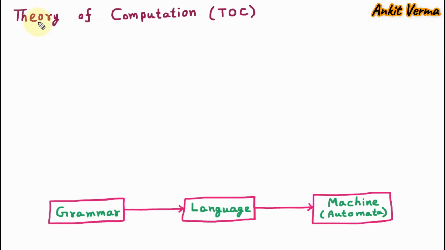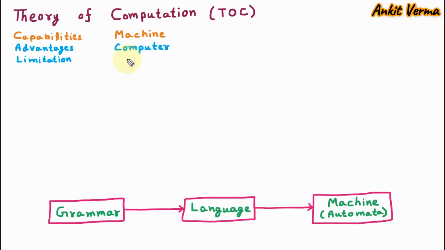Here the theory means capabilities, just like advantages and limitation. And the computation is done by some machine, just like computer or calculator. So finding the capabilities of a machine means finding the advantages and limitation of some machine, which can be computer or calculator. This is called theory of computation.